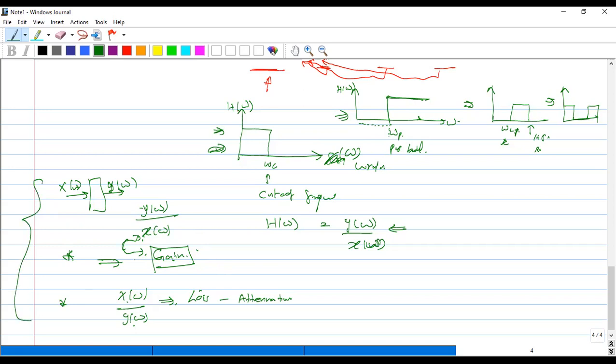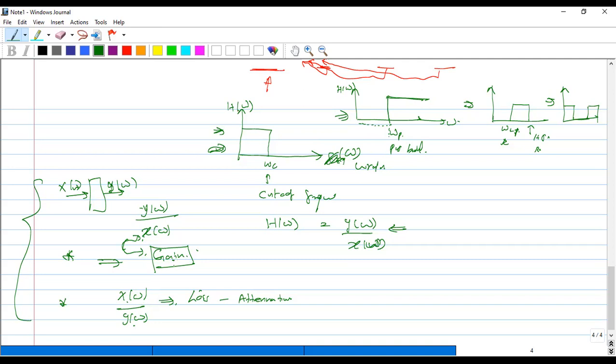Sometimes you may be given a gain curve, sometimes you may be given a loss curve. So this is the gain curve of a filter. If you are given a loss curve, you can calculate the gain using the loss value.